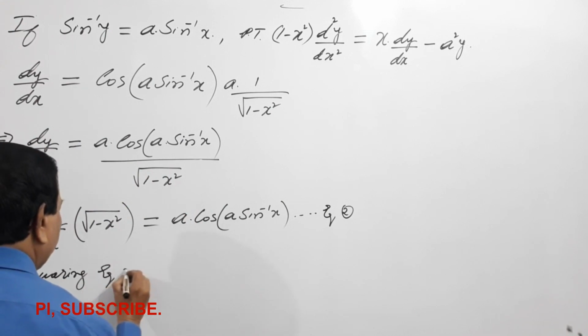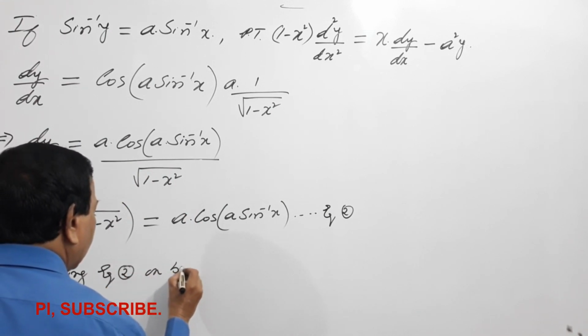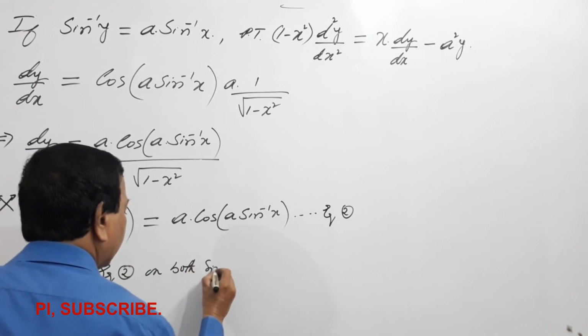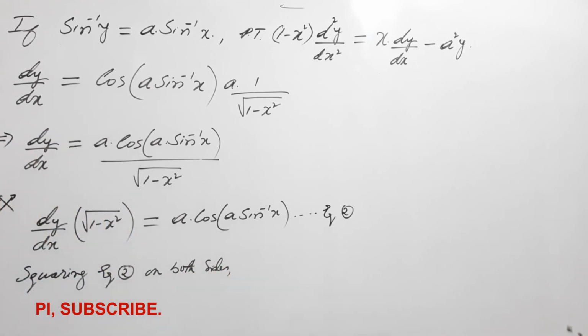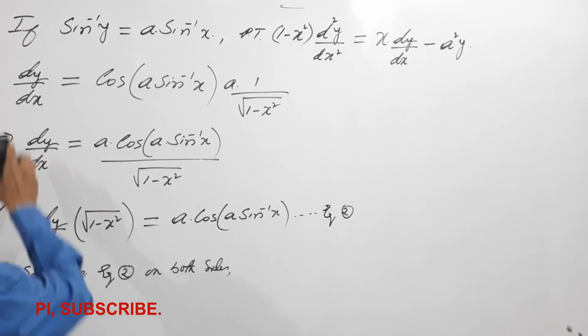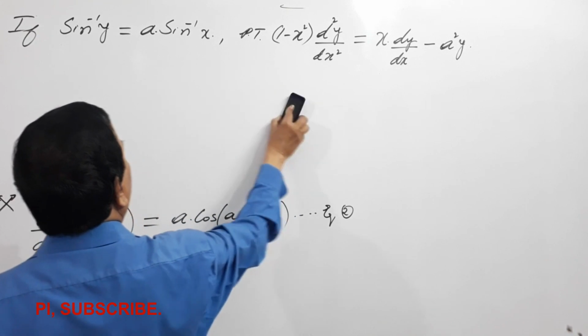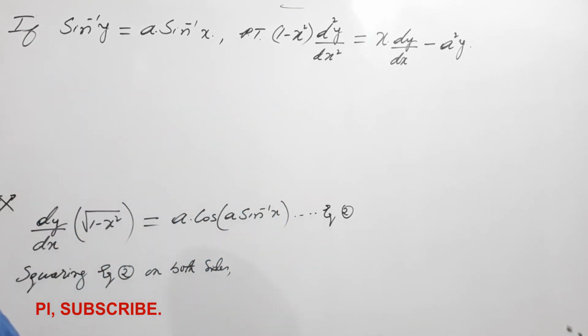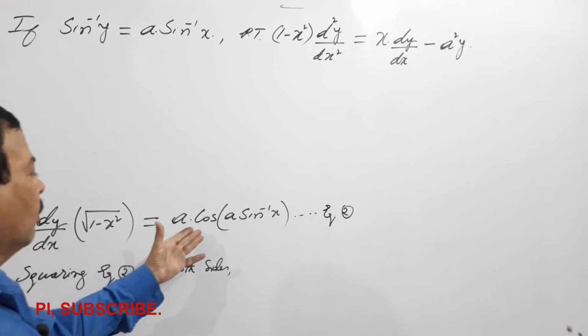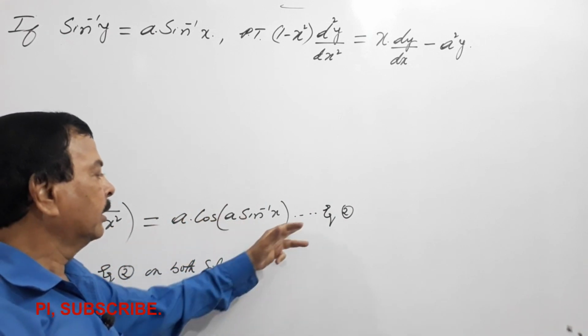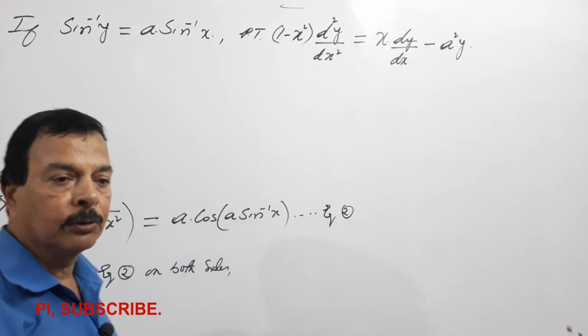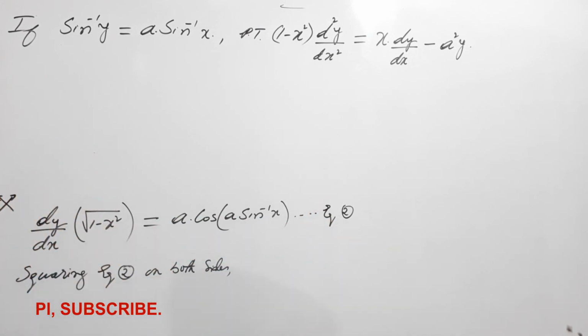Squaring equation 2 on both sides. What happens here? Here, dy by dx into under the root 1 minus x square equals a into cos of a sin inverse x. I call this equation 2. Now I have to square both sides. Is it there?